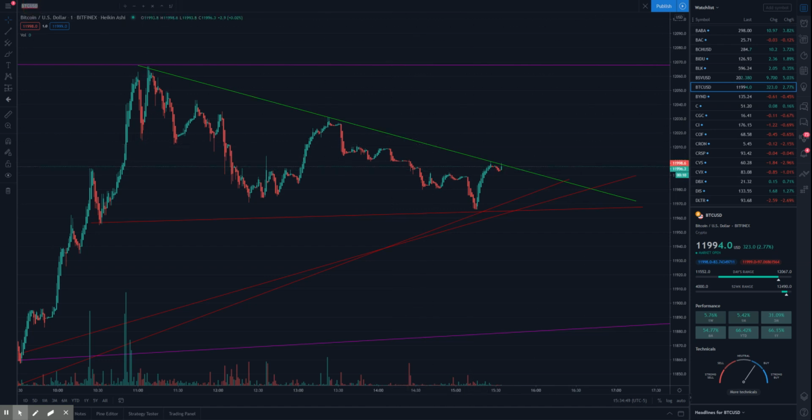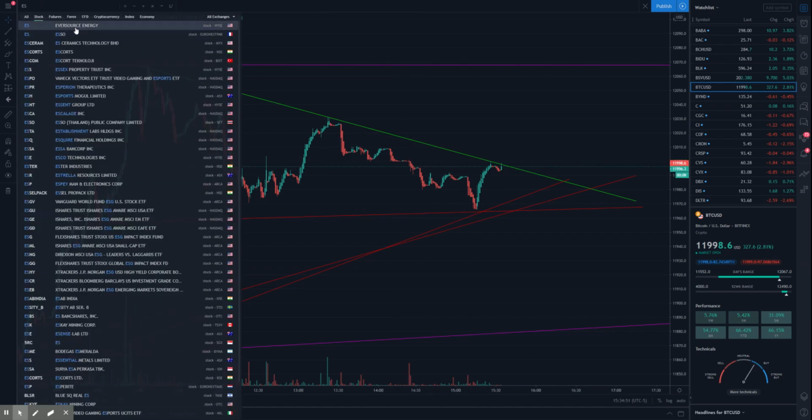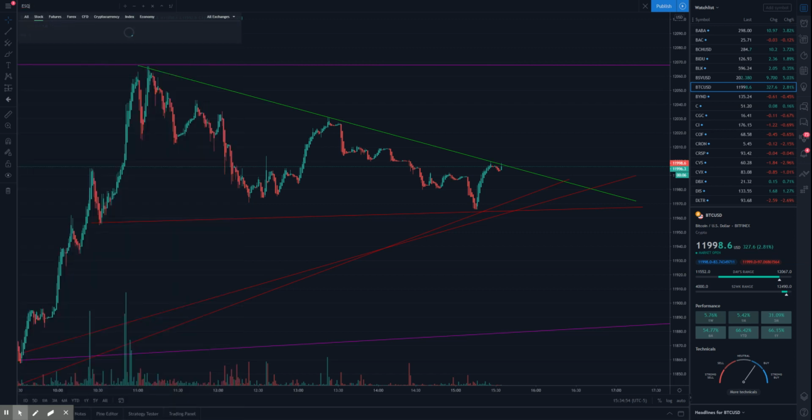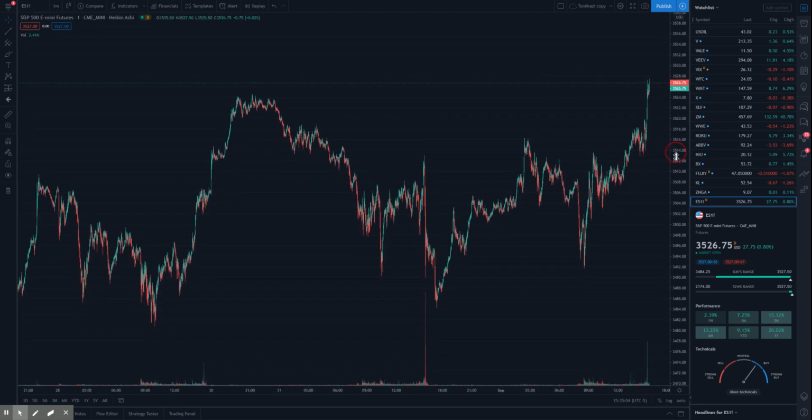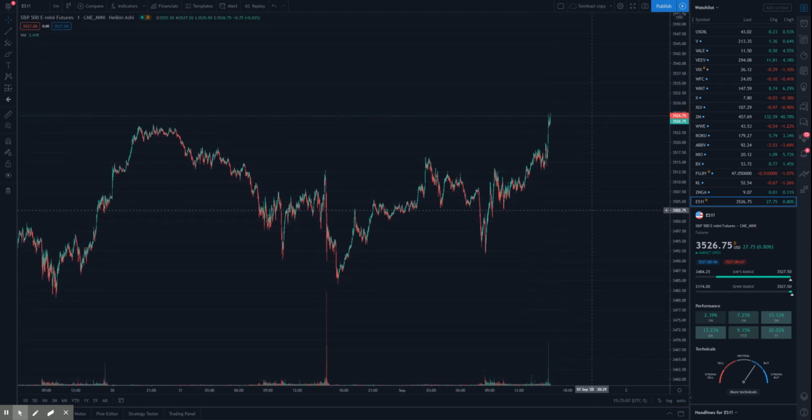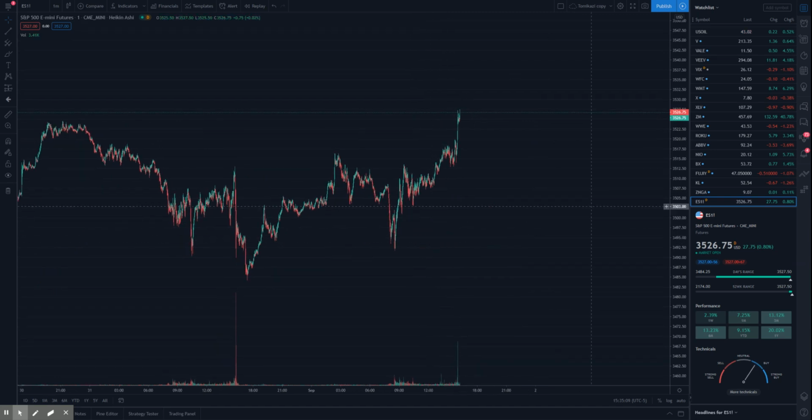I could also do this on futures. So let's say you wanted to go with ES. I believe in TradingView it's ES1. Just click futures, S&P futures. So you could practice on futures after 6 o'clock Eastern, and you could practice your charting there.